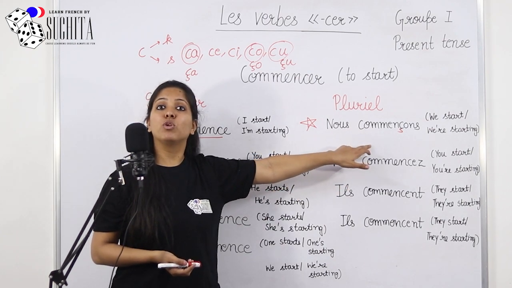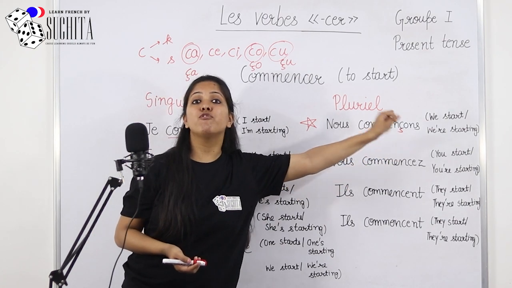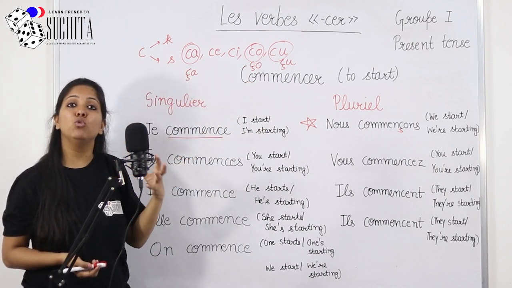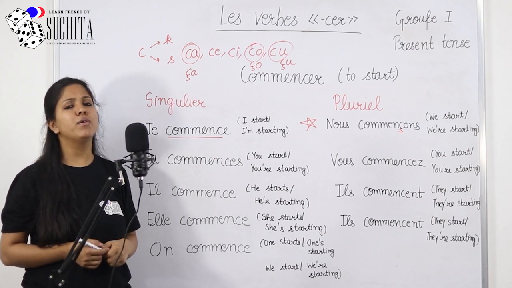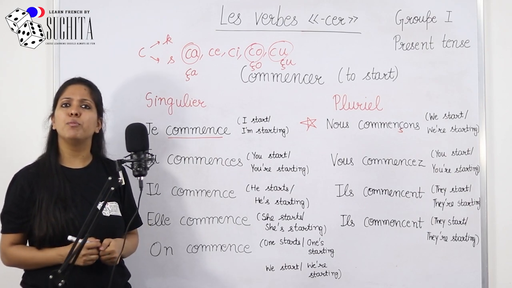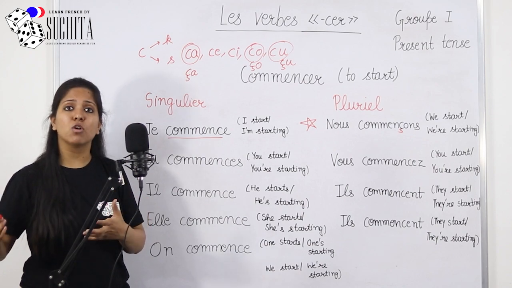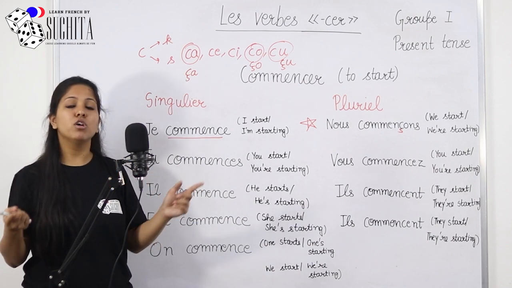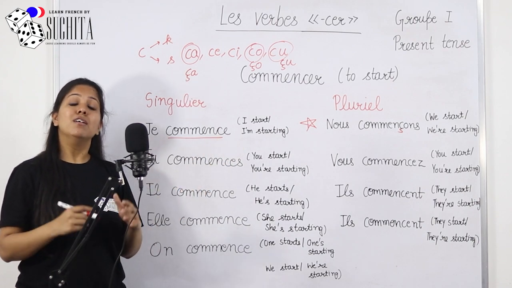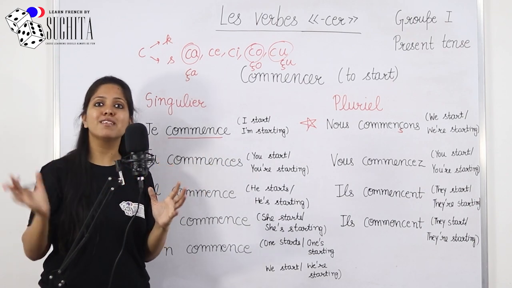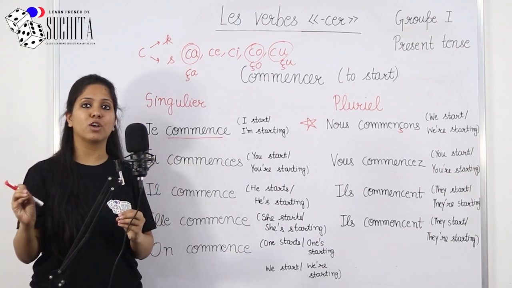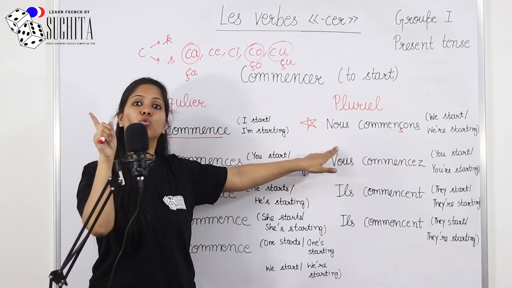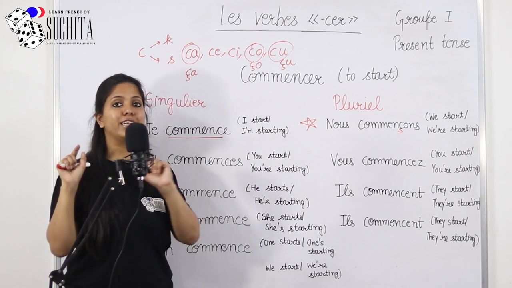The problem is only over here, because here after C you have O. So if you do not apply the accent, the pronunciation would be "nous commencons" with a K sound. However, we do not want it to be pronounced like that. It is "nous commençons" with an S sound. So for changing the sound, you apply this accent. This problem will occur in all the CER verbs. Therefore, in all the CER verbs, you will follow this rule: in case of nous, you will apply accent cédille for the letter C.